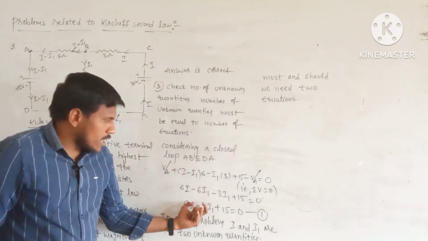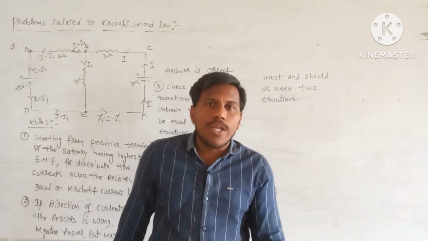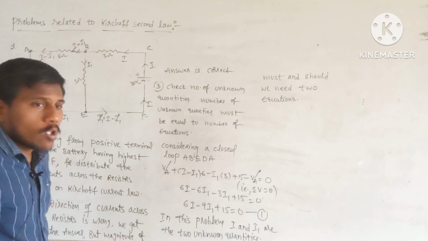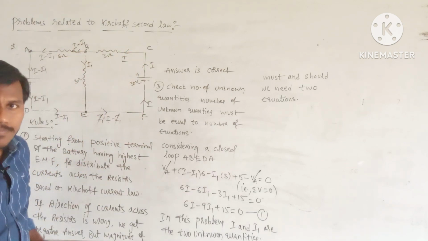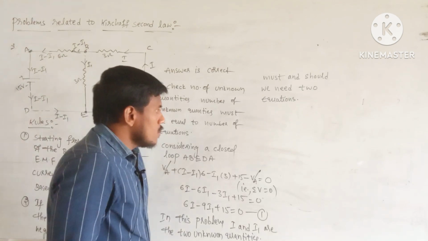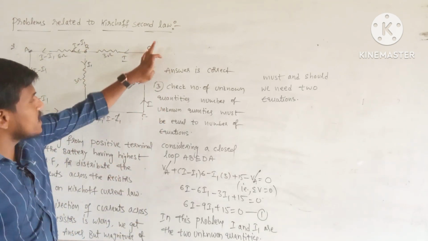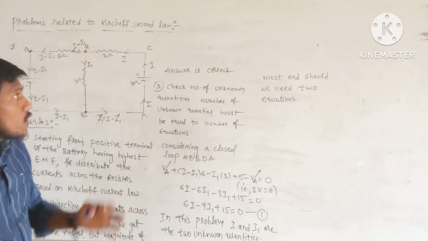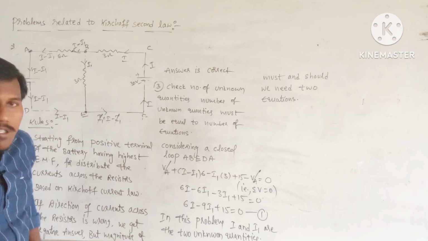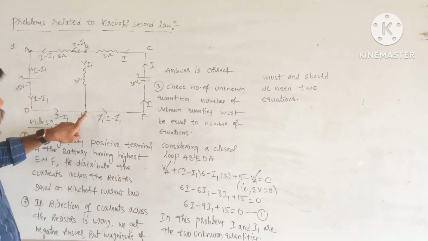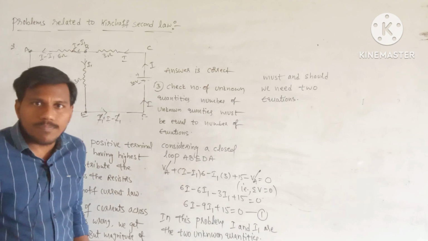Already we get one equation. I require one more equation. For that, I am considering one more closed loop, BCFEB. It is not necessary to consider the loop BCFEB. If you consider the loop CFEBC also, no problem. If you consider the loop EBCFE, no problem. Okay.